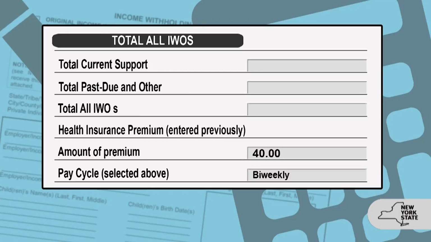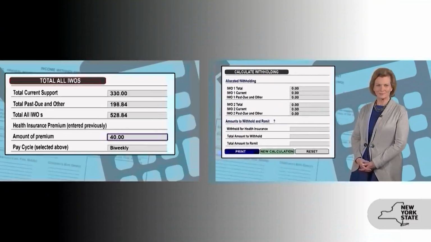Next, in the section below, click the Total All IWOs button to calculate the total current support, total past due and other, and total all IWOs. In our scenario, the total current support is $330. The total past due and other is $198.84, and the total all IWOs is $528.84. The health insurance premium amount of premium field is already filled with the amount we entered earlier when comparing the total ordered to the maximum withholding amount.